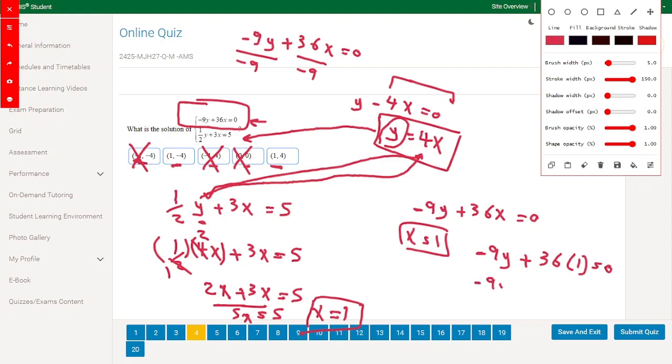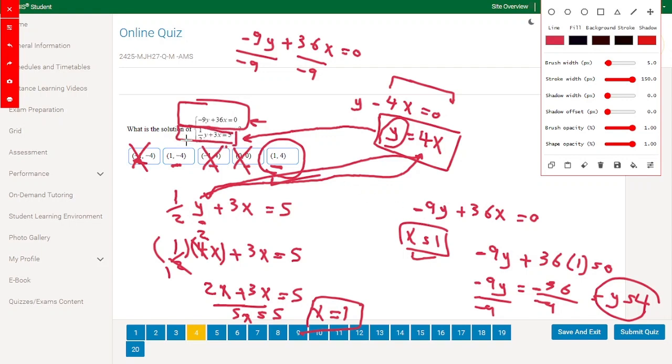So minus 9y will be equal to minus 36. So here divide by minus 9, divide by minus 9. So y will be equal to 4. So the pair will be x is 1 and y is 4. So this will be the right answer. Now let's check if the second equation is satisfied when we substitute.